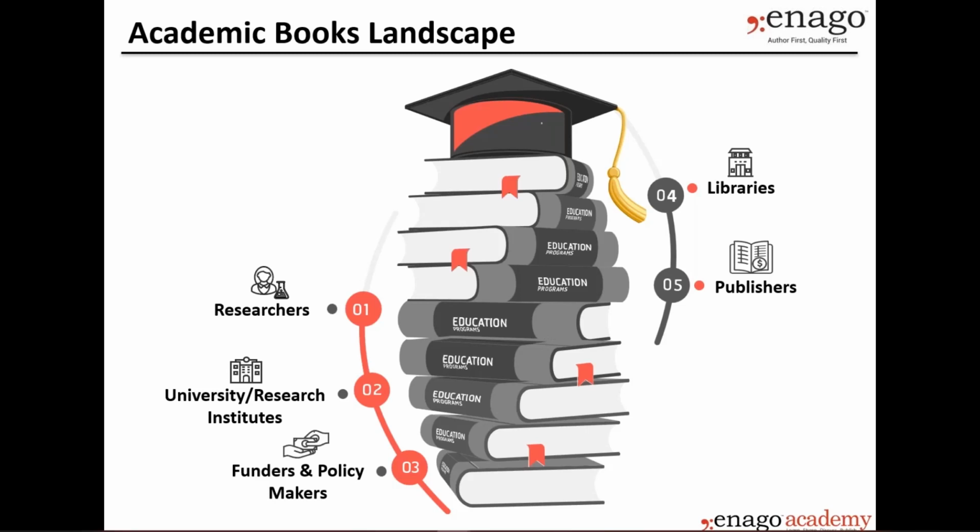In addition, the supply chain for academic books also involves distributors, wholesalers, booksellers, ebook aggregators, and many others. Better communication between all the communities involved in the writing, publishing, and reading of academic books is one of the essential steps to sustain this ecology.